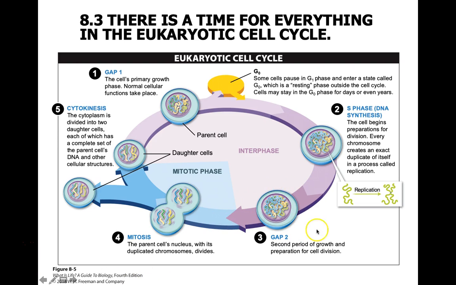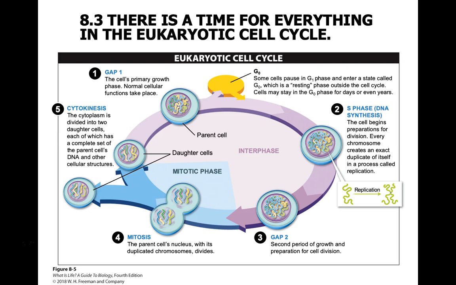After that, the cell enters gap 2 phase, which is a second period of growth, and the cell performs its job even though it's got extra genetic information. Usually there's a lot of growth in this phase because the cell's getting ready to split into two. And there's a lot of different proteins and things that are produced getting ready for cell division. At the end of gap 2, we're going to enter mitosis.